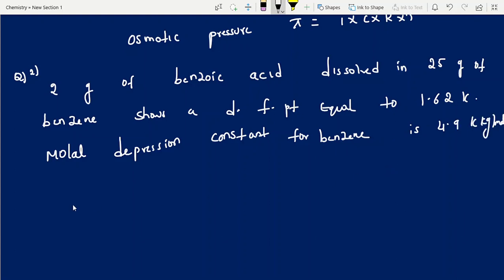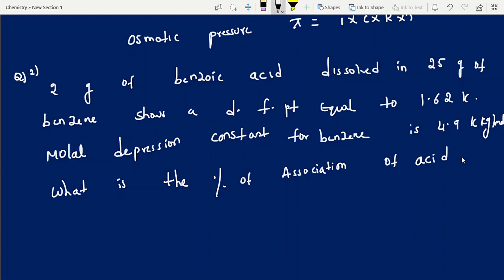Now, what is the percentage of association of benzoic acid if it forms a dimer in solution? That's all, students.